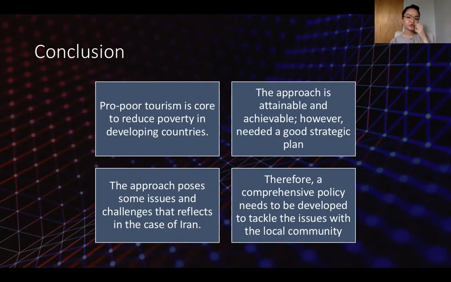Here is the conclusion. For tourism, the approach is called to reduce poverty in developing countries. The approach is attainable, achievable, however, it needs a good strategic plan. The approach poses some issues and challenges that reflect the scale of the problem. Therefore, comprehensive policies need to be developed to tackle the issues with the local community.